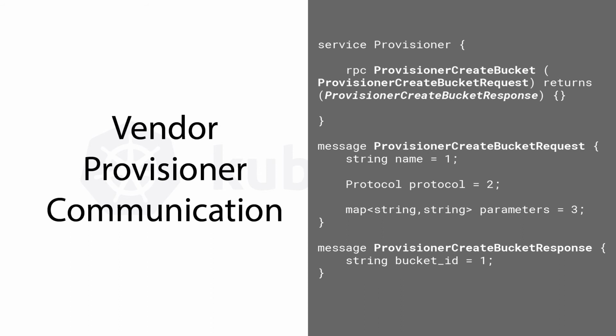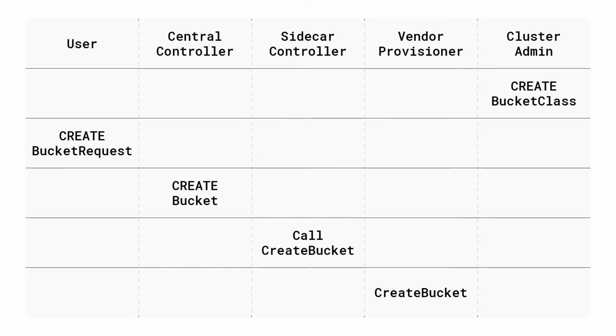Pictured here is the protobuf description for the provisioner create bucket method in our provisioner service spec that every vendor must implement. Now, let's move forward with a demo of COSI. We're going to go over the create bucket workflow as pictured here. First, we're going to create our bucket class, followed by our bucket request, and then COSI will handle the rest for provisioning our backing bucket. Then, we're going to utilize our COSI provisioned bucket to run an application within our Kubernetes cluster.